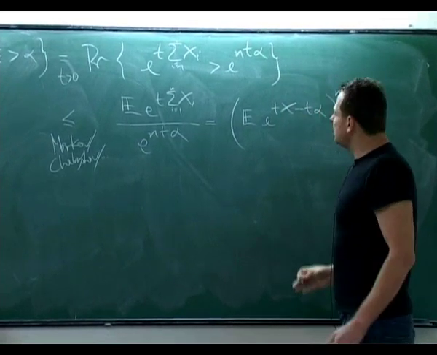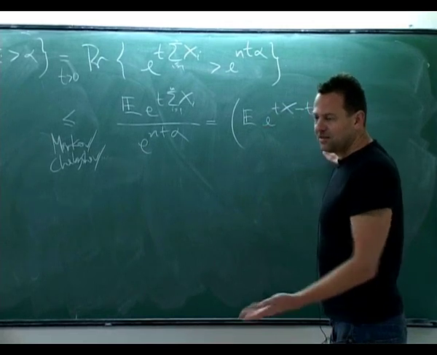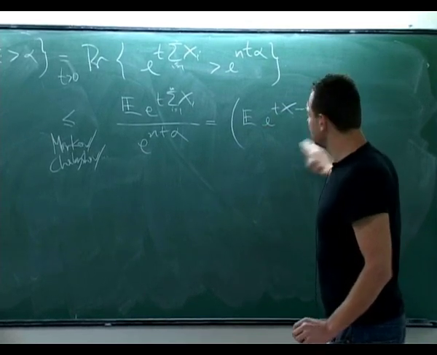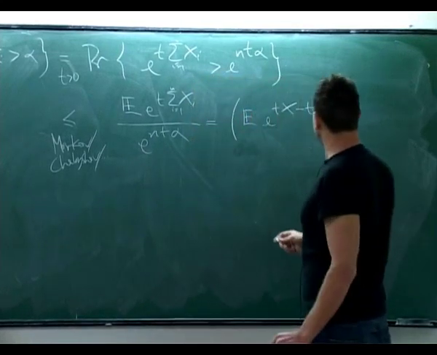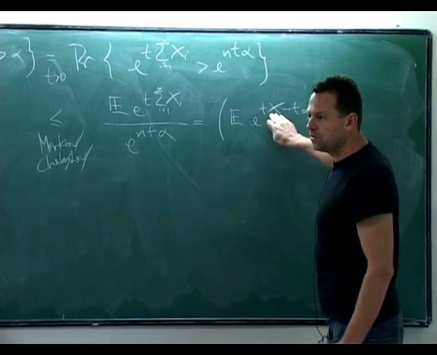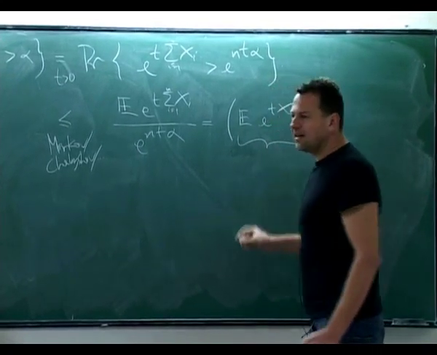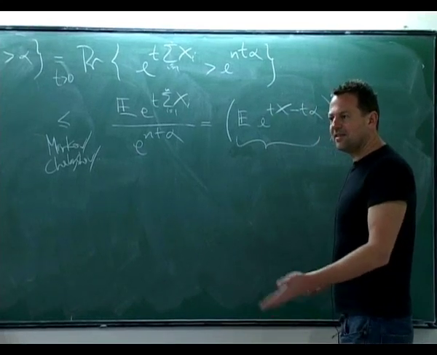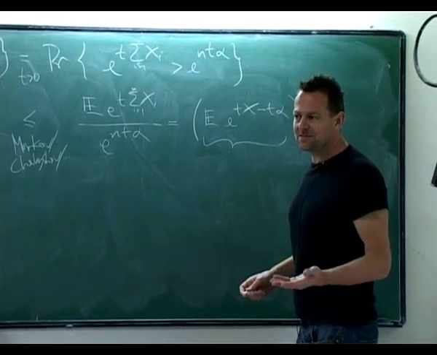So at that point, you see if you can choose t such that this is less than 1, you get exponential decay here. Right. But how do you calculate this? So apparently, this depends on the distribution of x. So this is a kind of a little exercise in convexity.